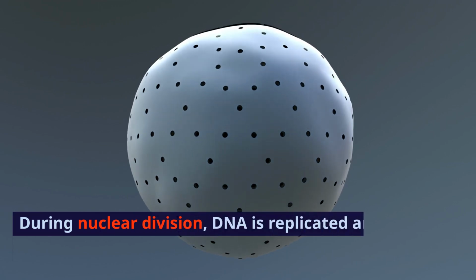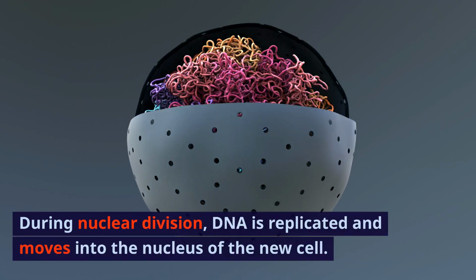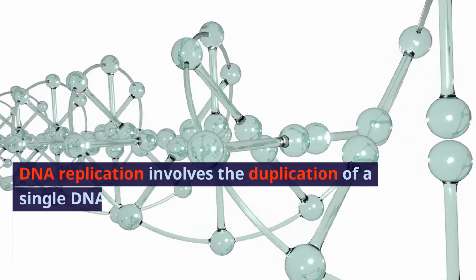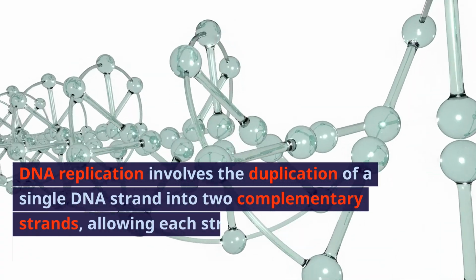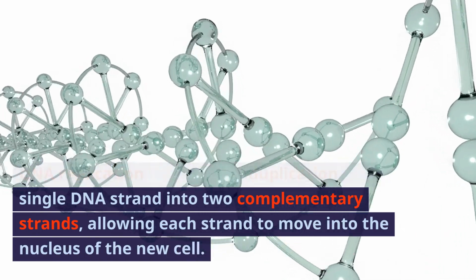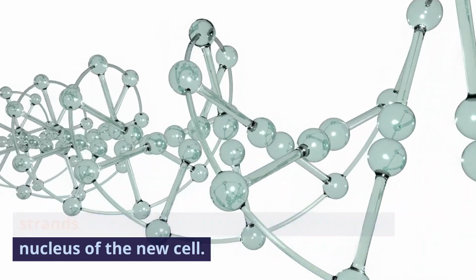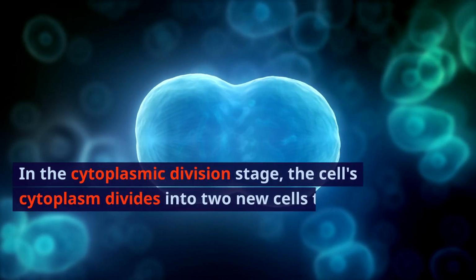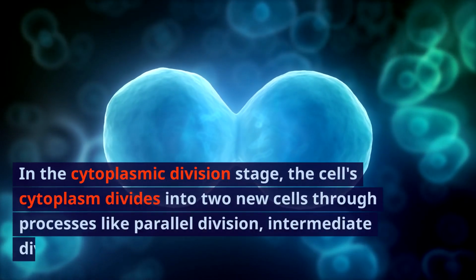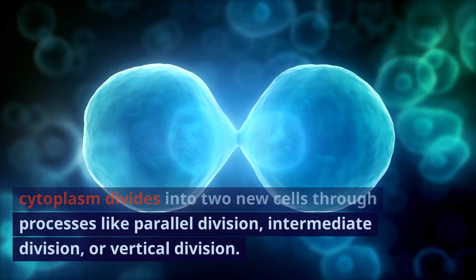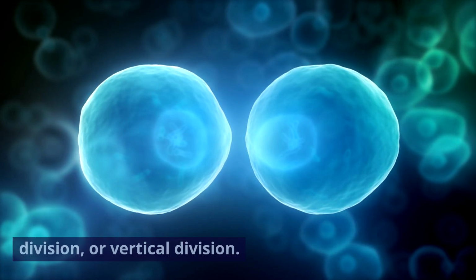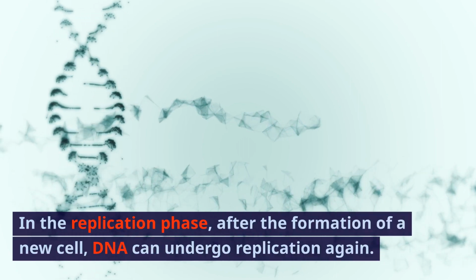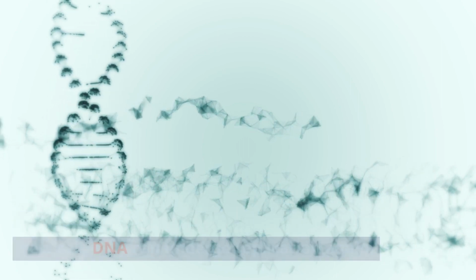During nuclear division, DNA is replicated and moves into the nucleus of the new cell. DNA replication involves the duplication of a single DNA strand into two complementary strands, allowing each strand to move into the nucleus of the new cell. In the cytoplasmic division stage, the cell's cytoplasm divides into two new cells through processes like parallel division, intermediate division, or vertical division. In the replication phase, after the formation of a new cell, DNA can undergo replication again.